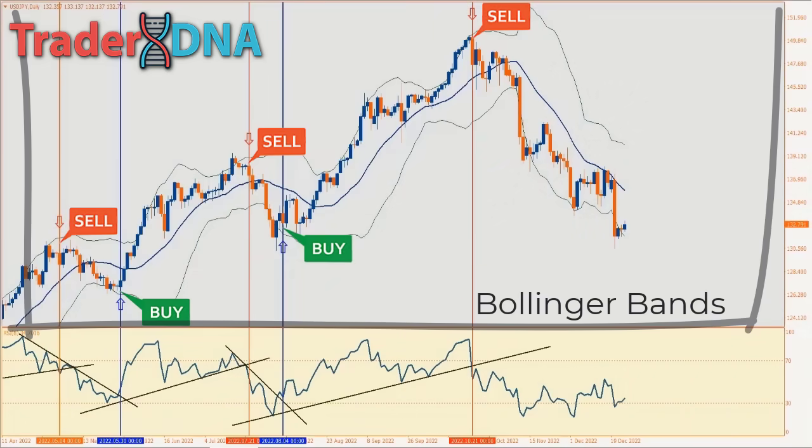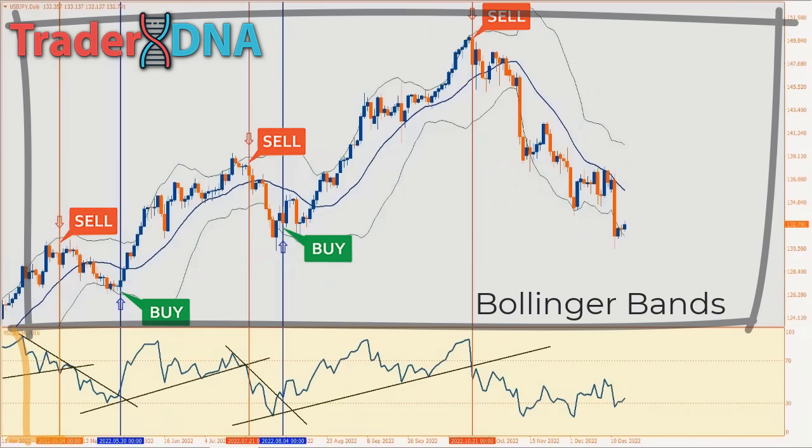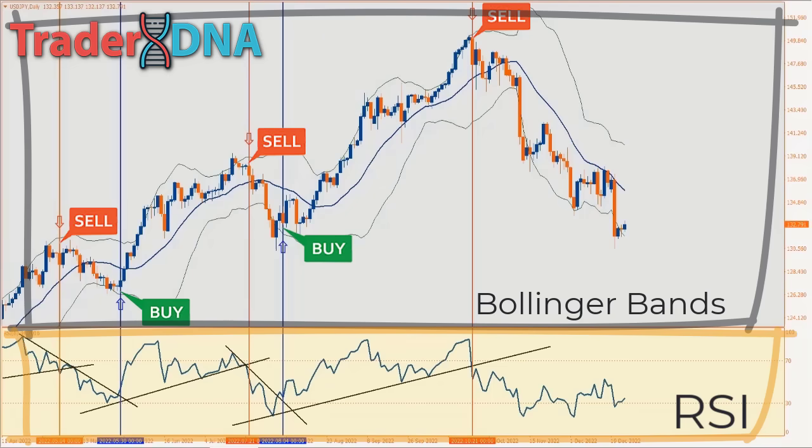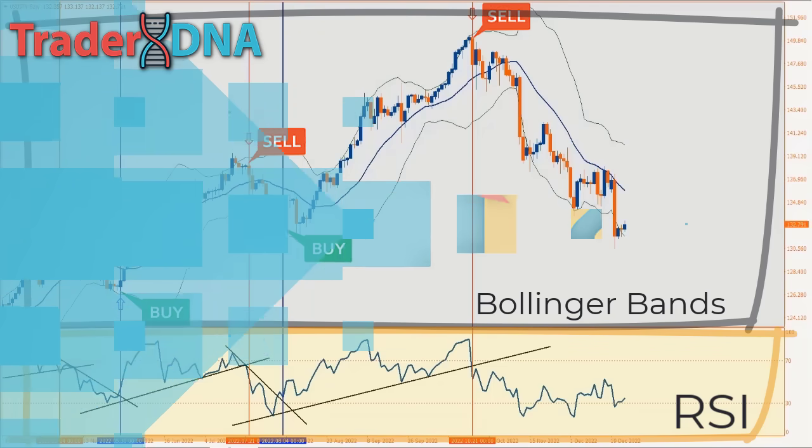Bollinger Bands and RSI are very popular indicators. Traders have mastered how they can help market analysis. But before going into the specific discussion, let's take a look at the flashback about the two indicators.